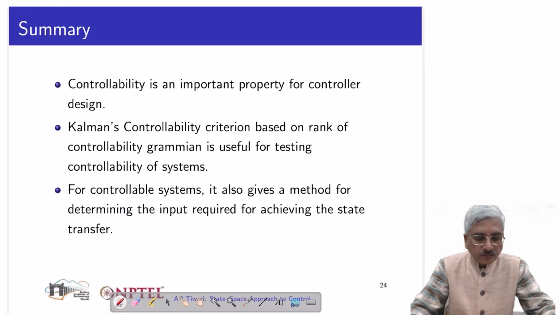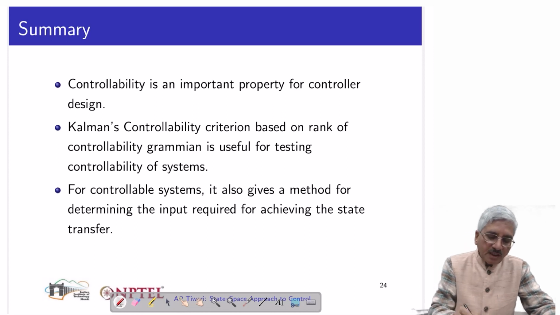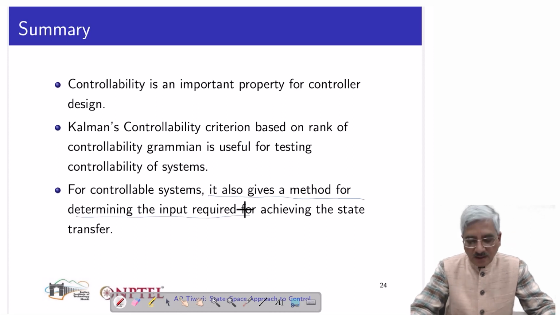We summarize. Controllability is an important property for controller design for linear dynamic systems. Kalman's controllability criterion, based on the rank of the controllability Gramian, is useful for testing controllability of all the various types of systems, time varying as well as linear time invariant. Of course, only linear systems. And over and above that, it gives a method for determining the input required for achieving the required state transfer.